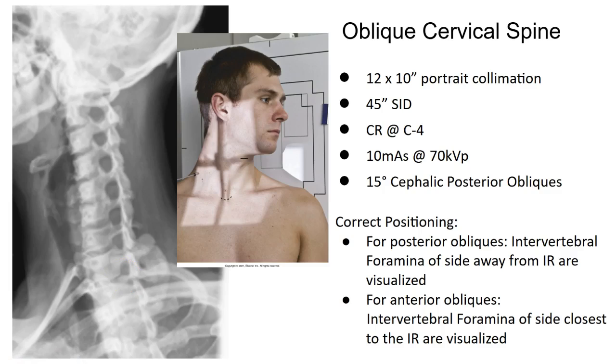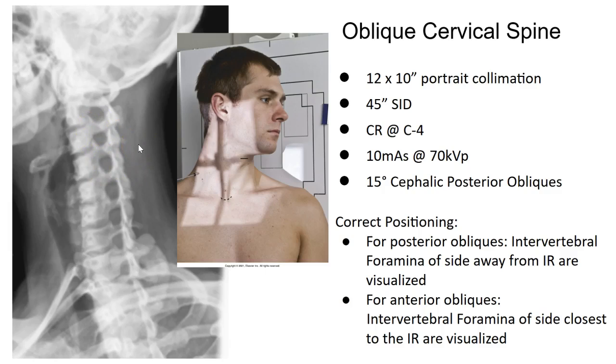Now notice this patient's in a posterior oblique, you could do anterior obliques, but then you would need a caudal tube angle. So since we already have our cephalic tube angle on, let's just do posterior obliques. It's just a little less work, right? So let's take a look at our x-ray. These circles right here represent the intervertebral foramina.